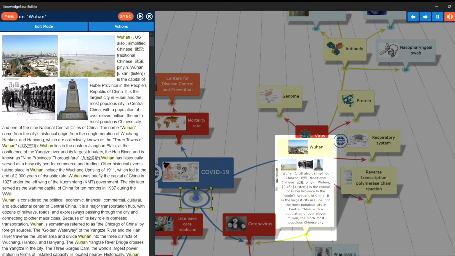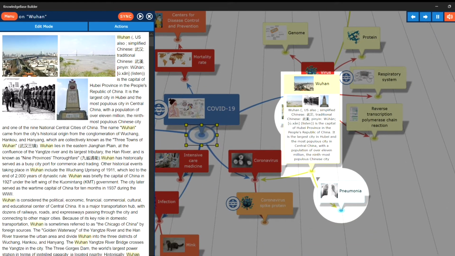Wuhan. Wuhan is the capital of Hubei province in the People's Republic of China. It is the largest city in Hubei and the most populous city in central China, with a population of over 11 million, the ninth most populous Chinese city. The topic Wuhan in overview.